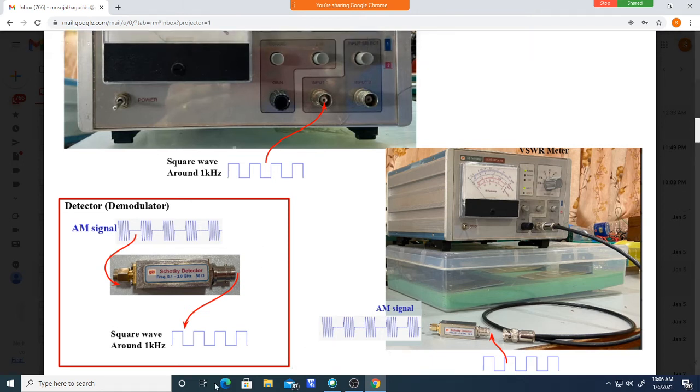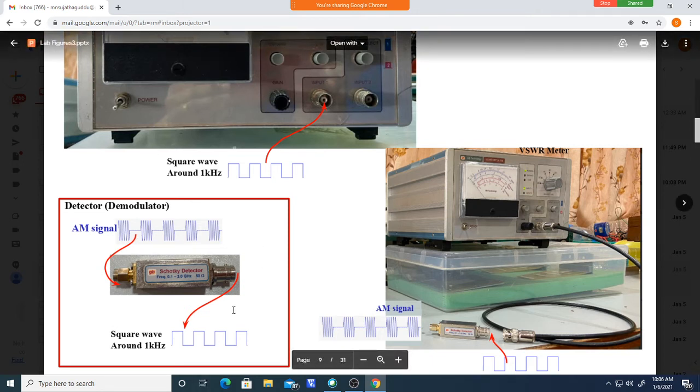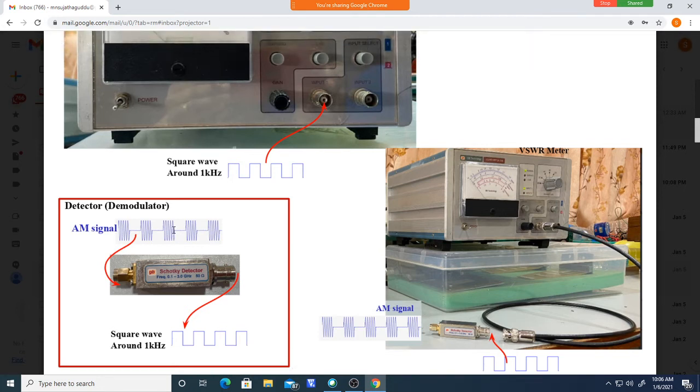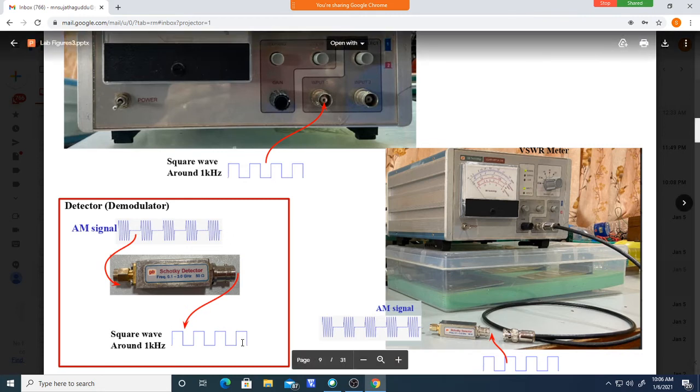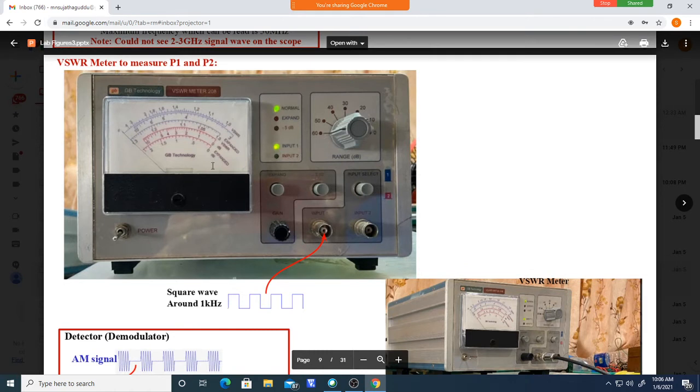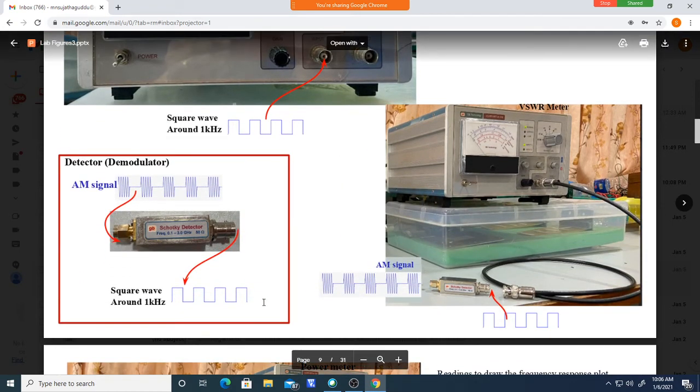Why are we doing this conversion? That is because we do not have equipment to measure the power directly. If you apply a carrier like this, costly equipment is needed. That's why we are demodulating this, and then applying it to the low frequency measuring equipment. This is a VSWR meter. It is a power meter. We are measuring power using this.